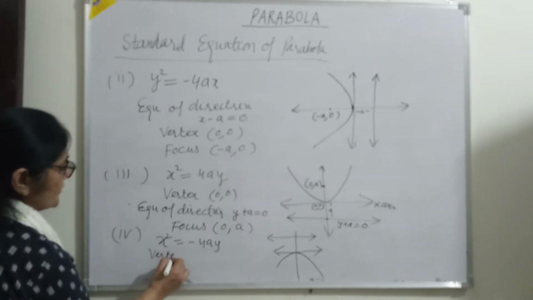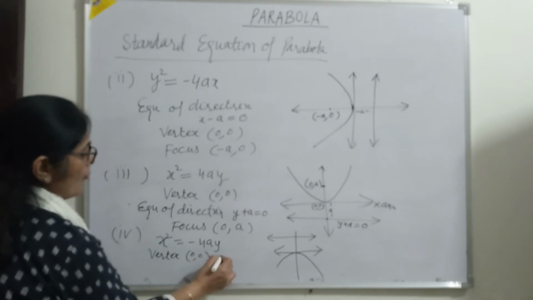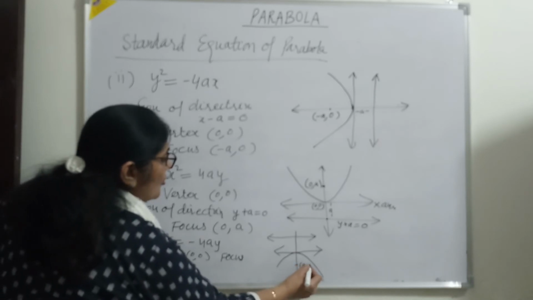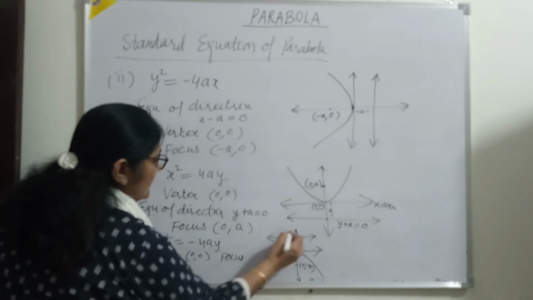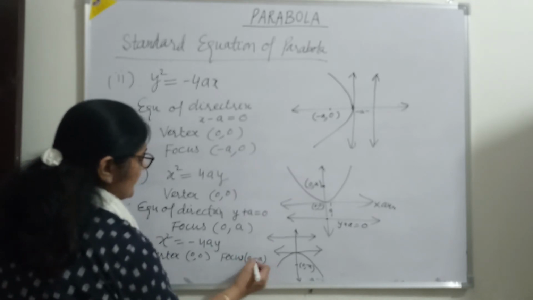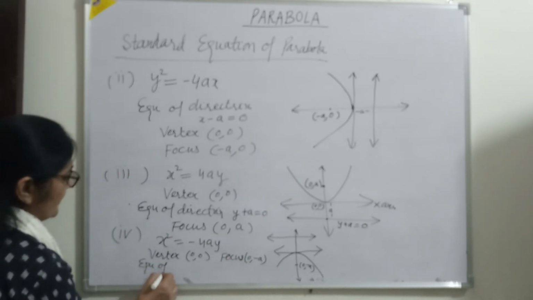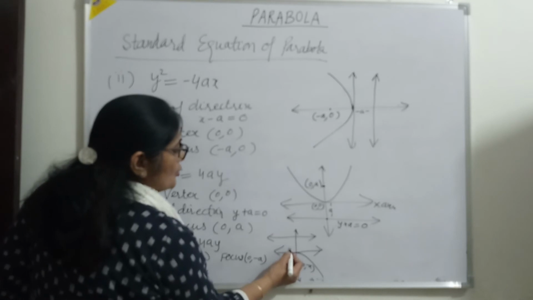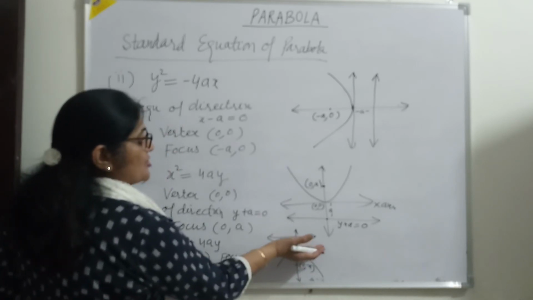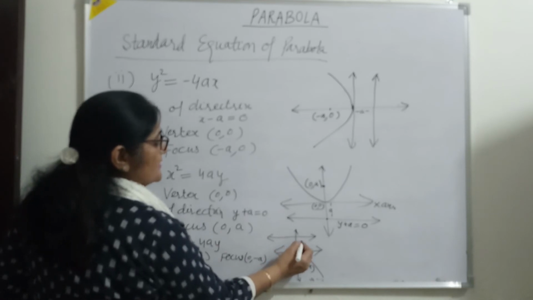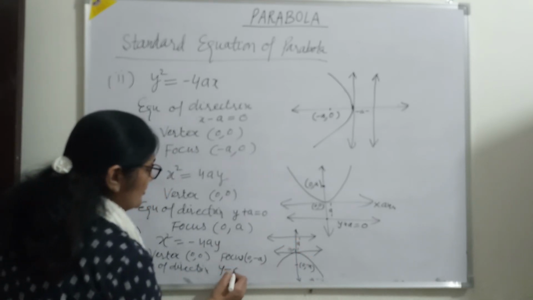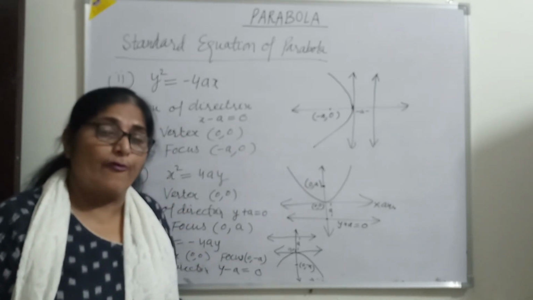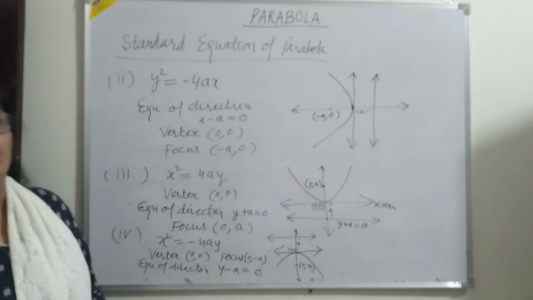Similarly, the vertex is at the origin and the focus will be (0, −a). The focus lies on the y-axis, so (0, −a). The equation of the directrix is parallel to the x-axis at a distance a, so y − a = 0. So these are the 4 standard forms of a parabola.